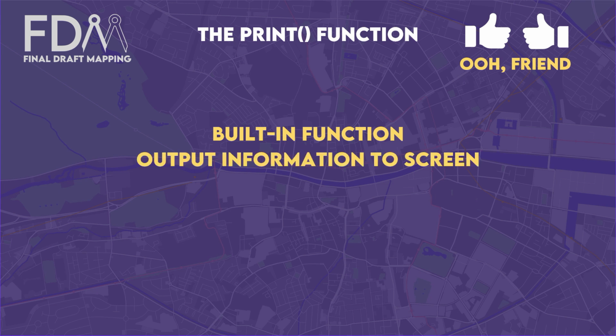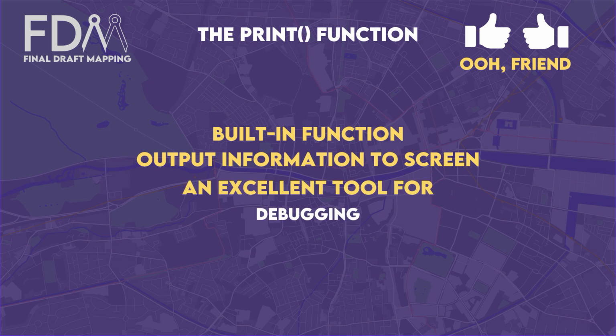The print function is used to output information to your screen, but to be more specific, to your console window or your integrated window in your Python integrated development environment. It allows you to display text, variables and expressions during the execution of your script or when you're testing using the integrated window. The print function is an excellent tool for debugging and monitoring the execution of your script.